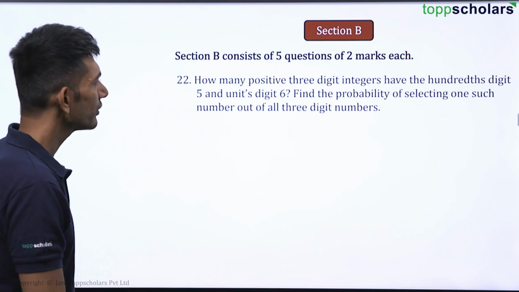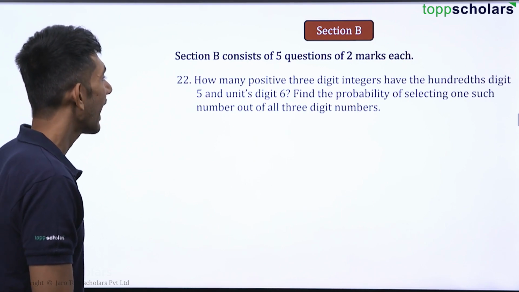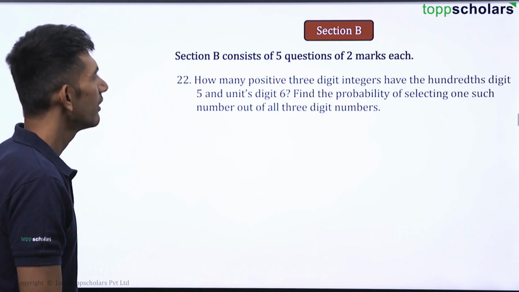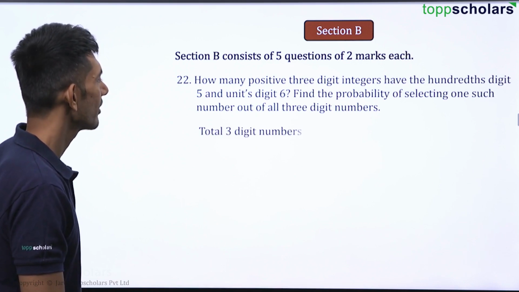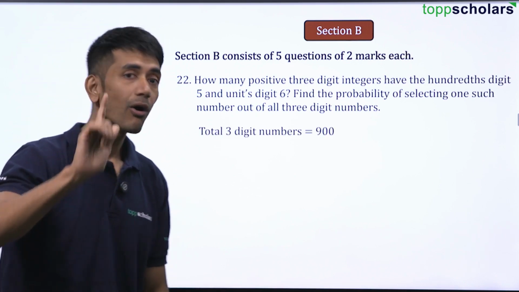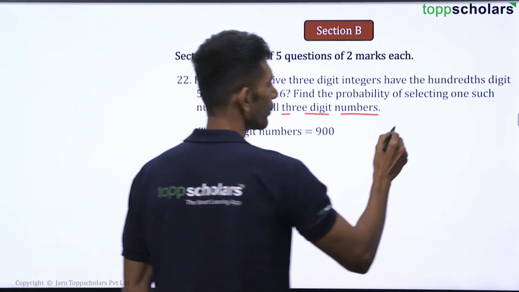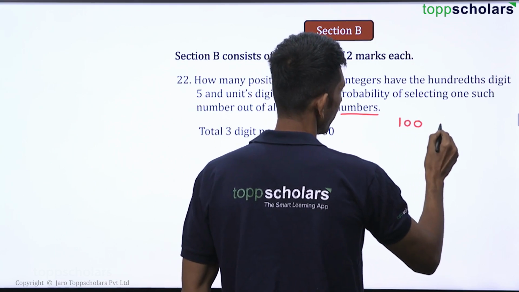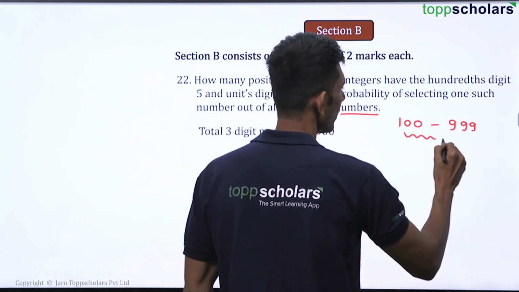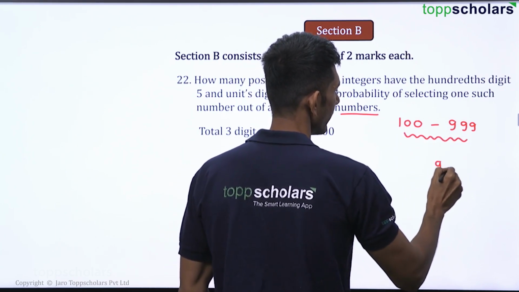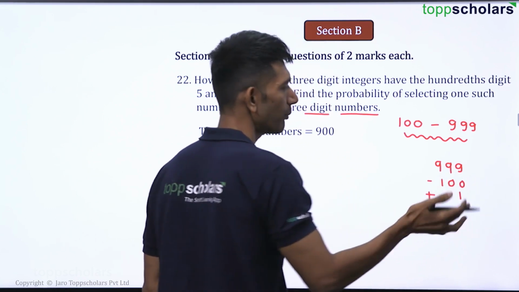How many positive 3-digit integers have the 100th digit 5 and units digit 6? Find the probability of selecting one such number out of all the 3-digit numbers. All the 3-digit numbers: they begin from what? They begin from 100 and go all the way to 999. So how many total 3-digit numbers are there? 999 minus 100 plus 1. This is basically the formula.